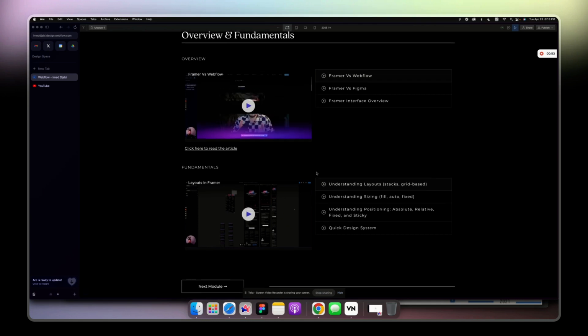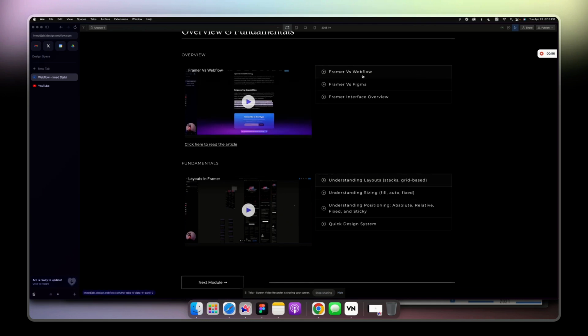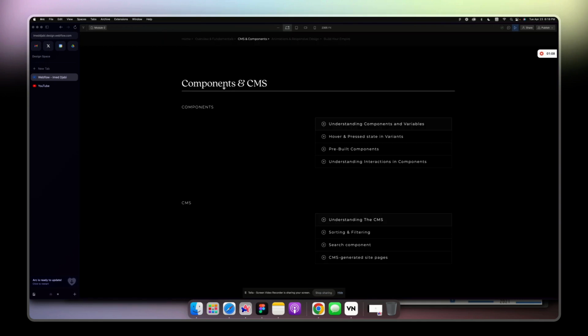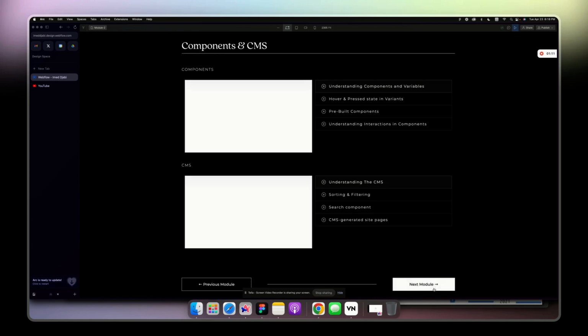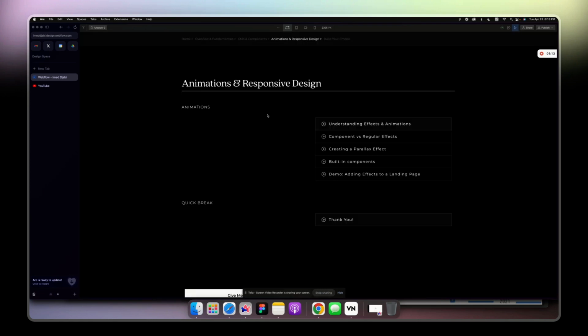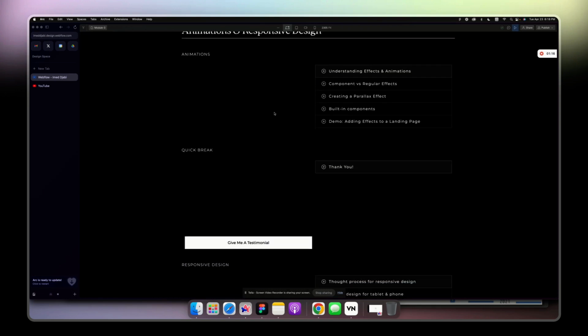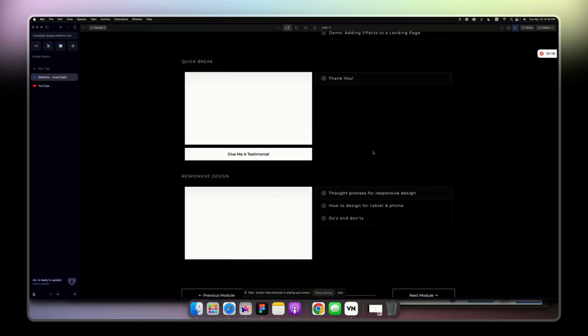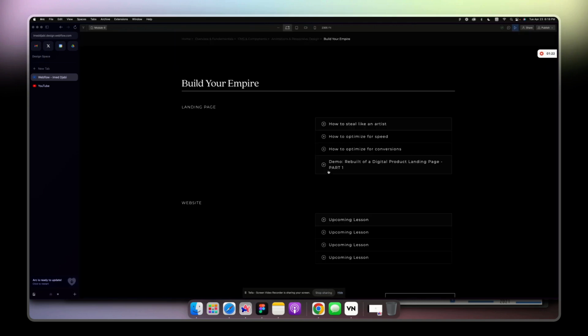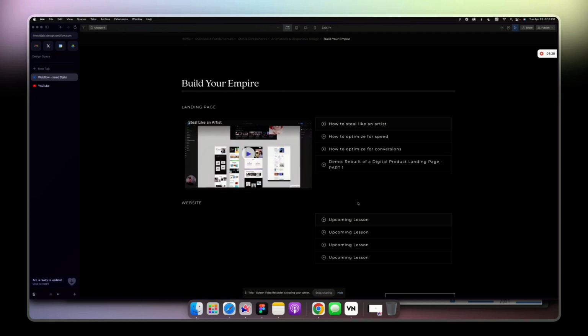So this course, this is how I structure it: explaining Framer versus Webflow, Framer versus Figma, blah blah blah, layout, sizing, positioning, design system, real quick, and then I go over components and CMS. Then I go over animations and responsive design. And then I go over building landing pages and websites. And even that, honestly, I was saying like upcoming lesson, but I never did a thing for that.